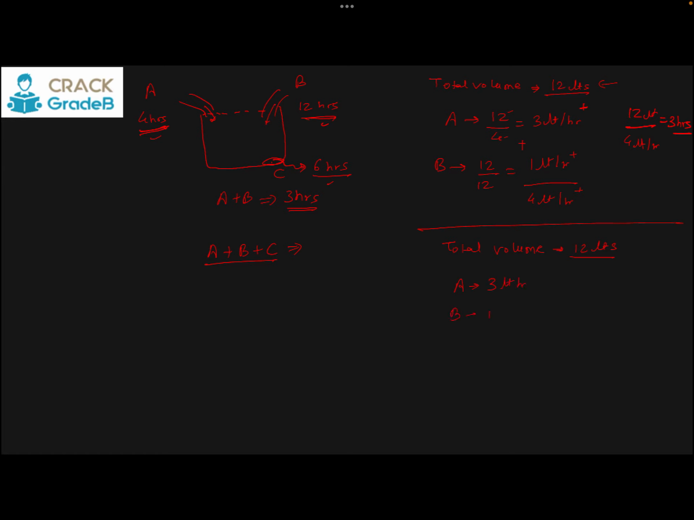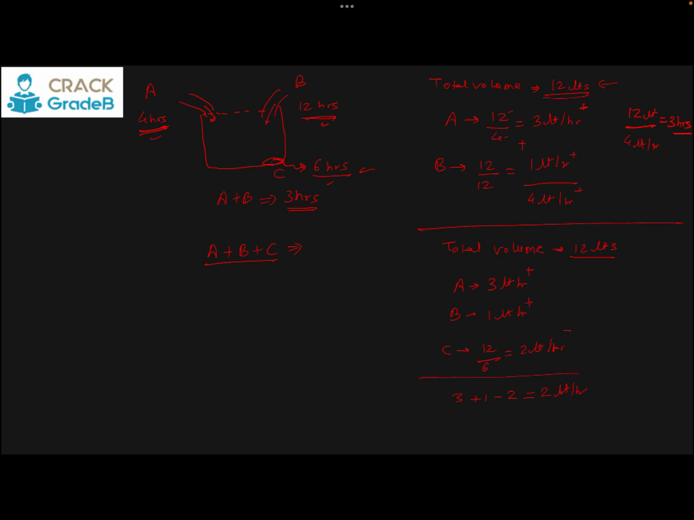B's rate also we already know, that is 1 liter per hour. A also fills, B also fills. But C empties 12 liters in 6 hours. So its rate is going to be 2 liters per hour, and it is going to empty it. So in 1 hour, A will fill 3, B will fill 1, but C will empty 2. So together they are going to fill 2 liters per hour.